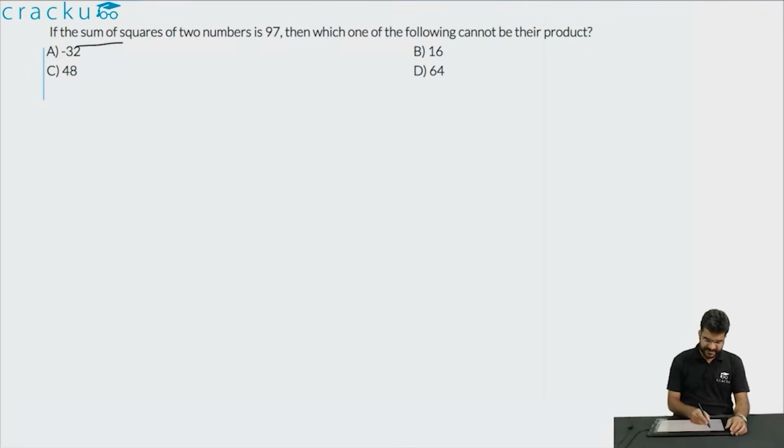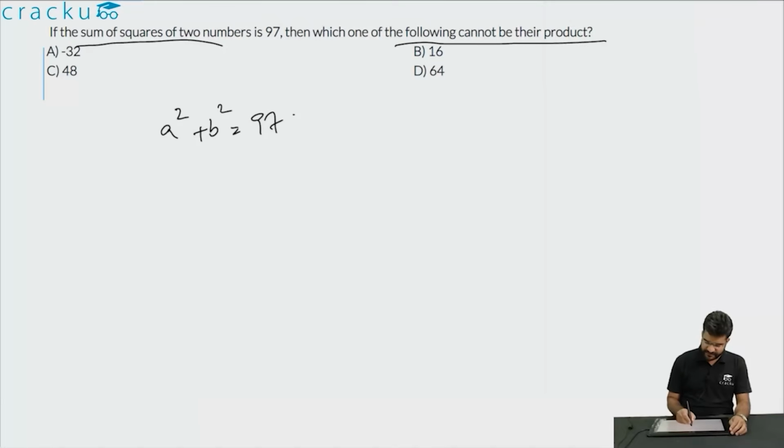In this question, it is given that the sum of the squares of two numbers is 97. So let the numbers be a and b. So a square plus b square is given as 97. Then which of the following cannot be their product? So we are looking for possible values of ab.